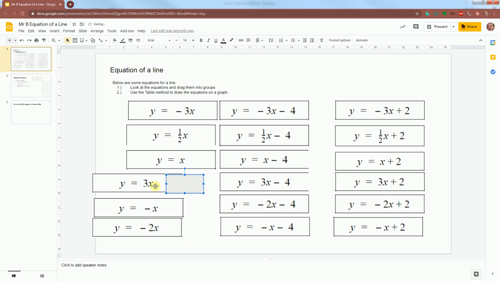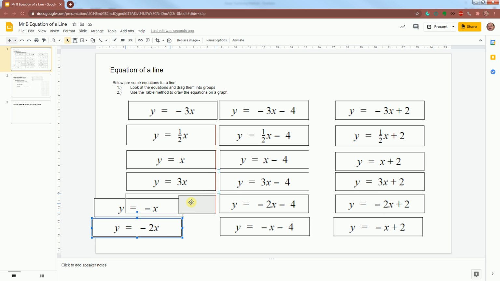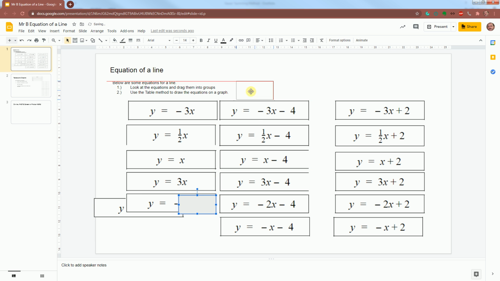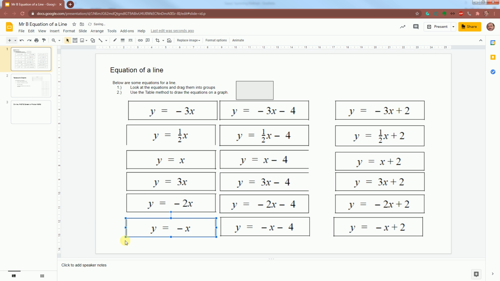Next, scroll down. We're looking for something which has a 3 in the X place, but no number part. So that's my 3X one. This one, things without a number on the end, but this one has -2. And at the bottom we've got the -x on its own. Okay, so that's where we've got our equation.